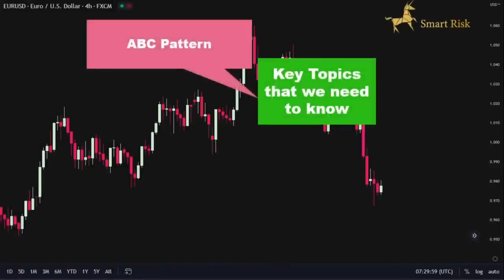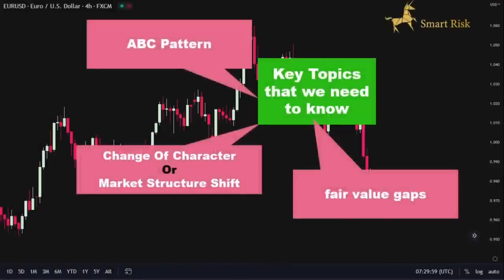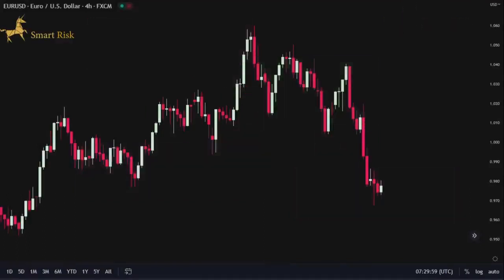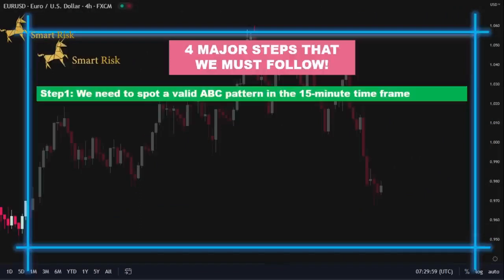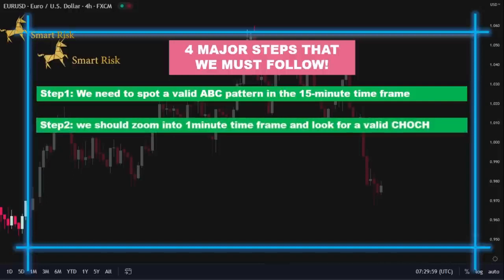Let's get into the detail of the strategy and see what steps and rules we need to follow. Our strategy has 4 major steps to follow. Step 1. We need to spot a valid ABC pattern in the 15-minute time frame. Step 2. We should zoom into the 1-minute time frame and look for a valid change of character.